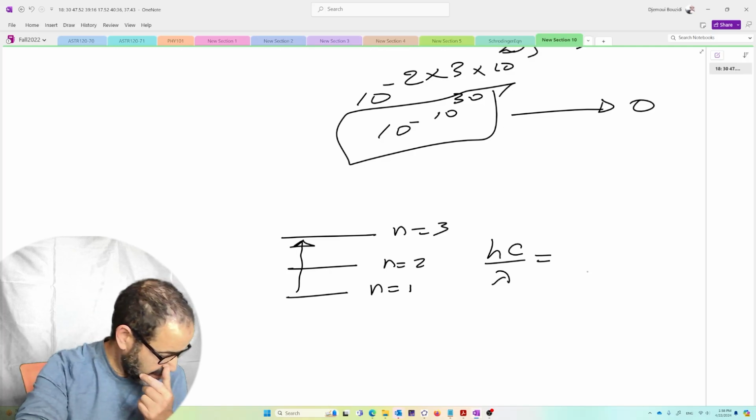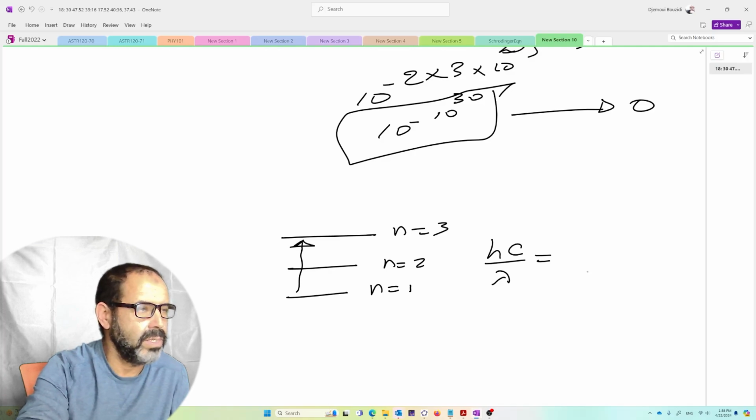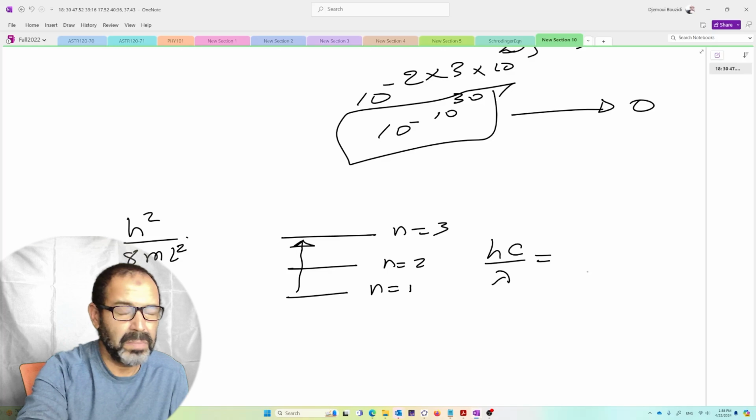hf, which is hc over lambda. That must be equal to, remember we did this in class and we found basically that the energy levels for one-dimensional, you have to be careful in here, and the one-dimensional box is given by this quantity. So this is En squared.